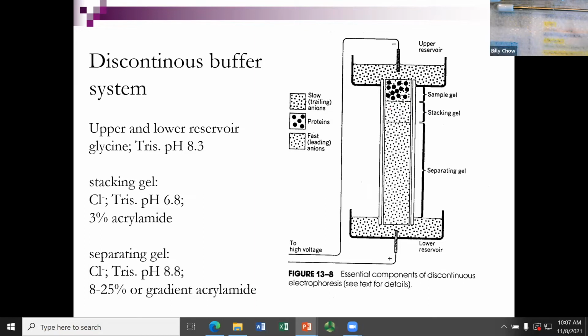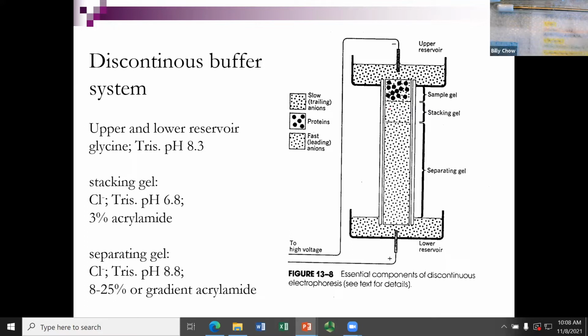In the separating gel, you can have 8 to 25% or gradient acrylamide, depending on the size of your protein. So you can run an 8% gel or a 15% gel or 25% gel, or you can run an 8 to 15% gradient, or a 15 to 25% gradient, depending on the molecular range you'd like to separate.